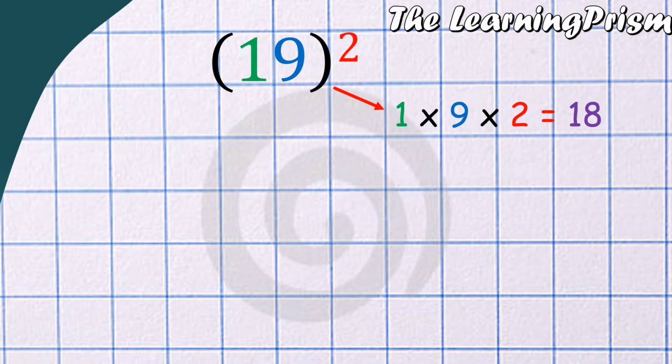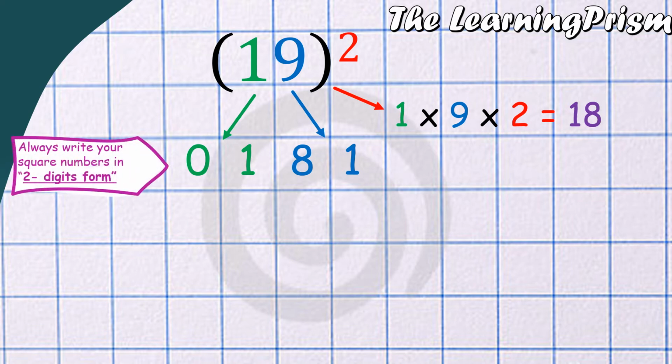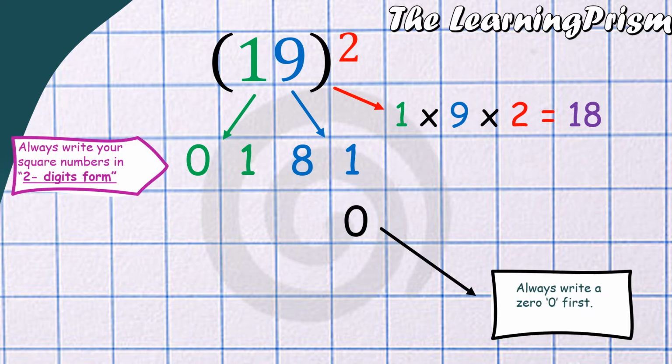Now the next step is we would write the square of the numbers inside the brackets in two digits form. So for example, the square of 1 is 1, but I would write it as 0, 1, and the square of 9 is 81. Since it's a two-digit number already, so we would not change its form. So the next thing is you need to remember we will always write a 0 first, and then we will write the product of three numbers, which is 18 in this case.